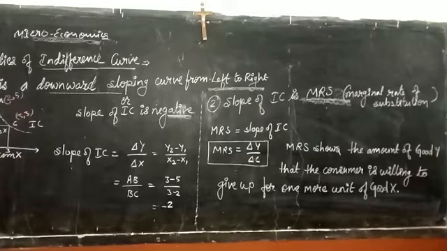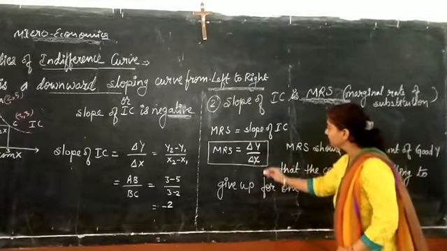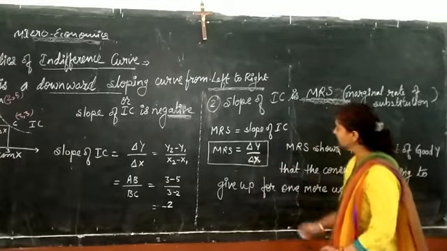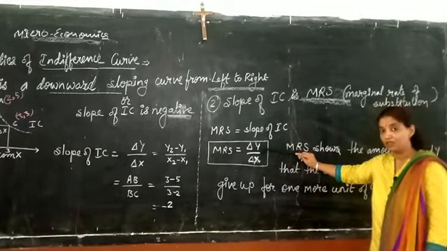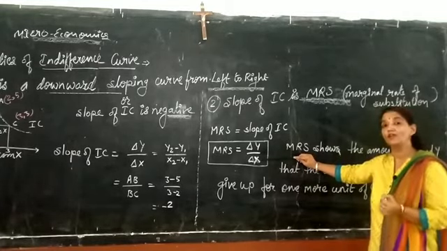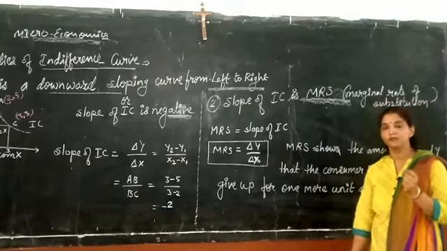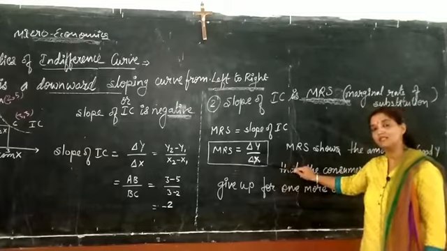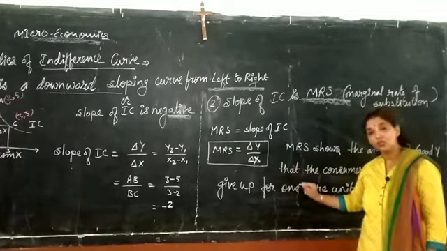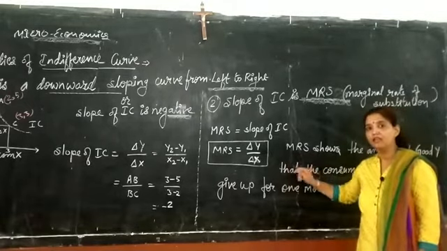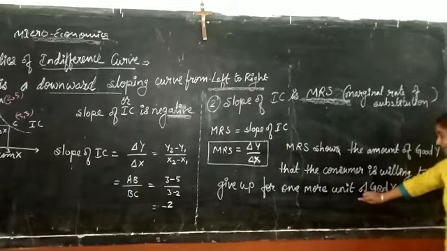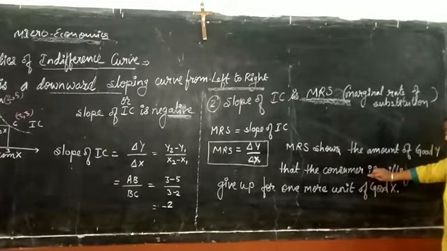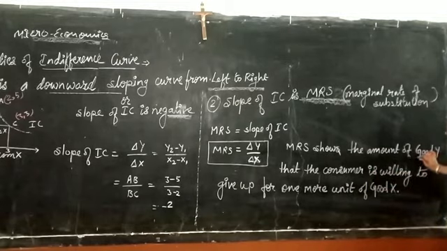Again I am telling you, marginal rate of substitution means whatever units of Y a consumer is sacrificing for getting more units of X. Consumer wants to increase the consumption of X, so he has to sacrifice some units of Y. Those sacrificed units are equal to the marginal rate of substitution. To increase X, to consume more of X, how many units of Y the consumer gives up, how many units the consumer sacrifices, that is called marginal rate of substitution.